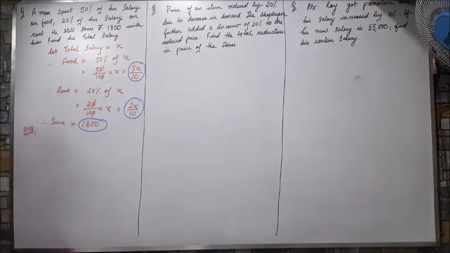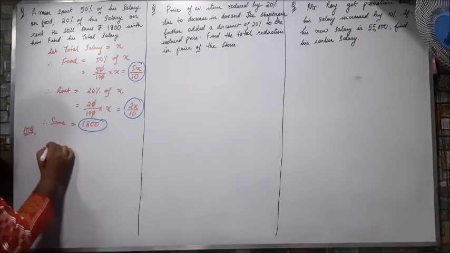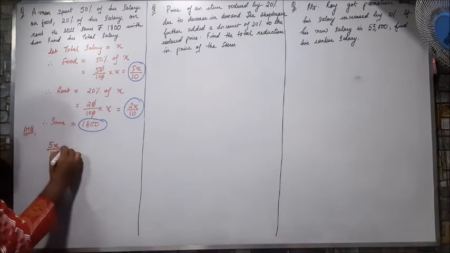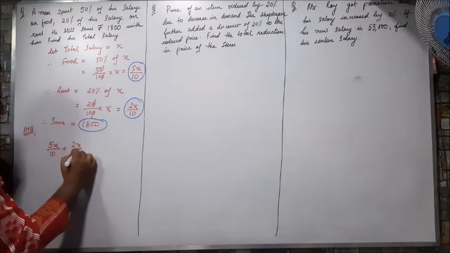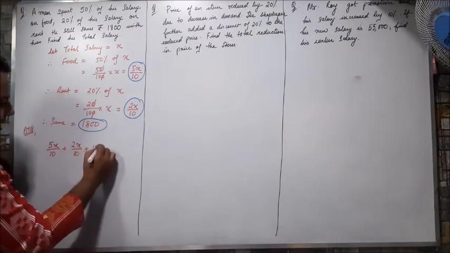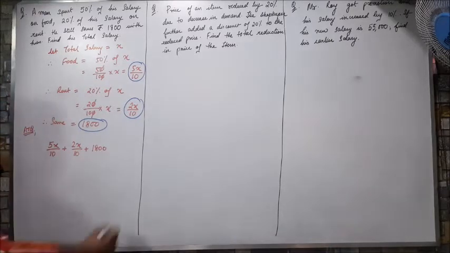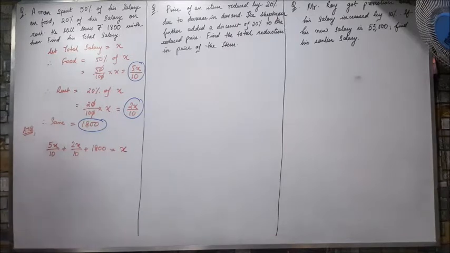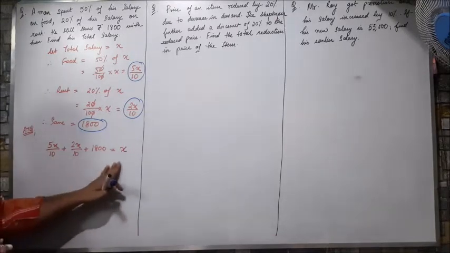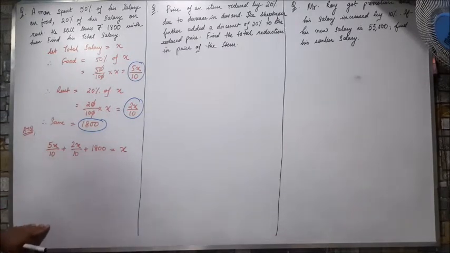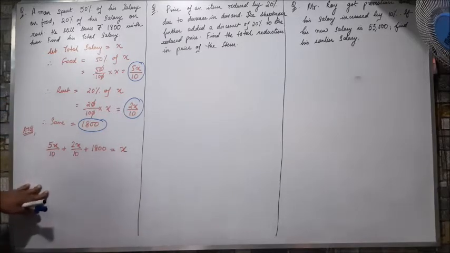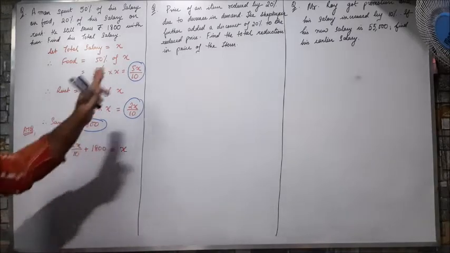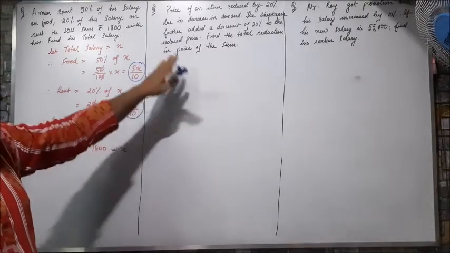So I can write that 5x by 10 plus 2x by 10 plus 1800, when added, it will give you the total salary. Yes or no? So if I solve this, I can get my answer of x. Okay, so this is how one of the word problems can be solved. This is one of the easiest kinds of word problems that I have discussed. Now the next one, a bit difficult.